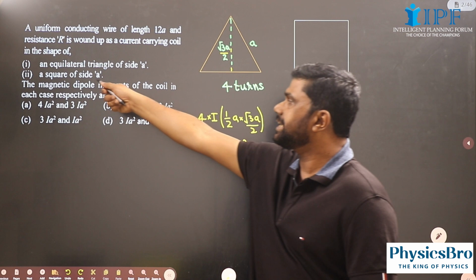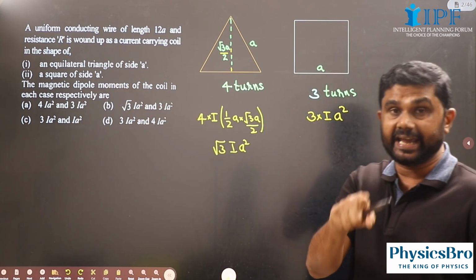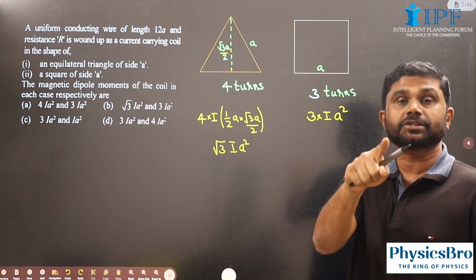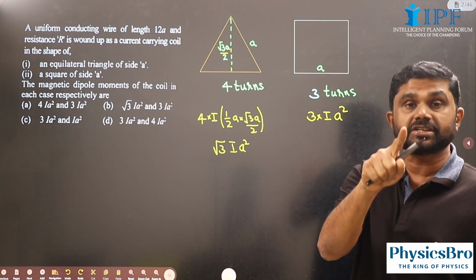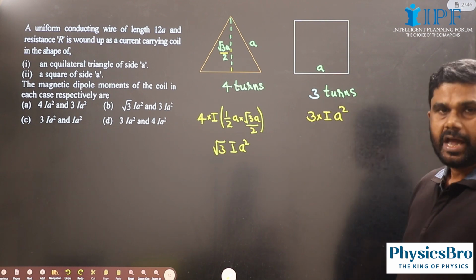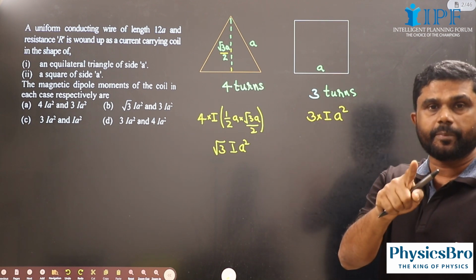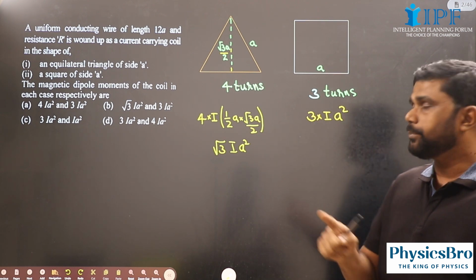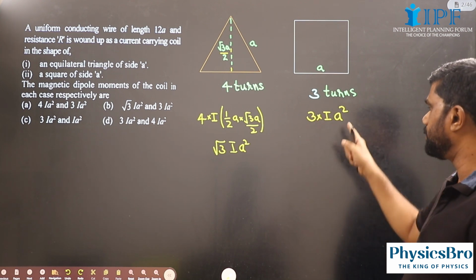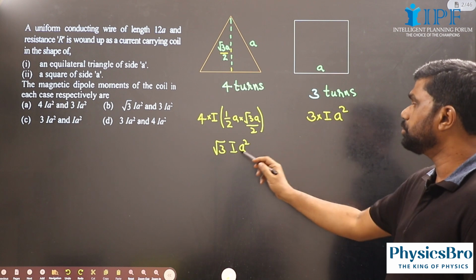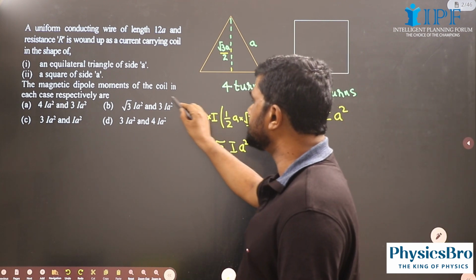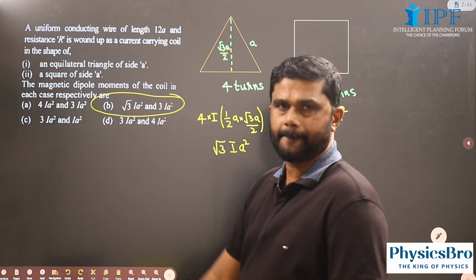Okay, and in the second case, a square of side A. So the perimeter will be 4A. Total length of the wire is 12A. How many turns can we make? 3 turns. And again the magnetic moment is NIA. Number of turns is 3, then current I, then area of the loop, that is A square. So root 3 I A square and 3 I A square.